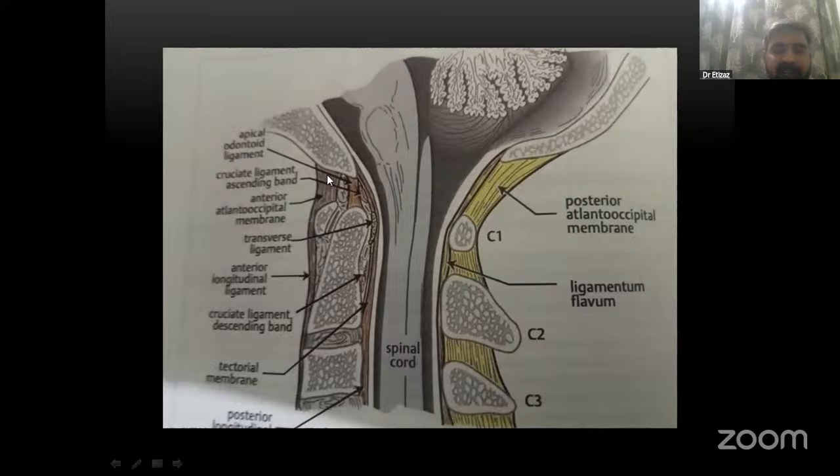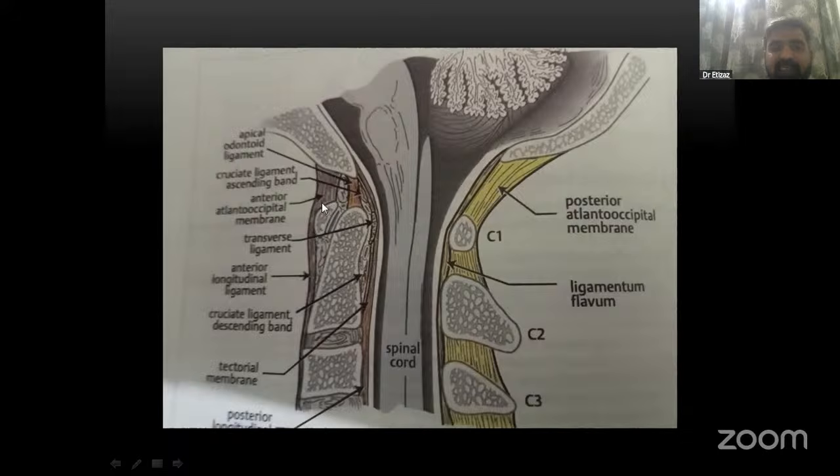This is the anterior longitudinal ligament. At the superior side, it has the membrane that is called the anterior atlanto-occipital membrane. The anterior atlanto-occipital membrane is actually the cephalad extension of the anterior longitudinal ligament from C2 to the clivus. So look at here, this is the anterior longitudinal ligament.